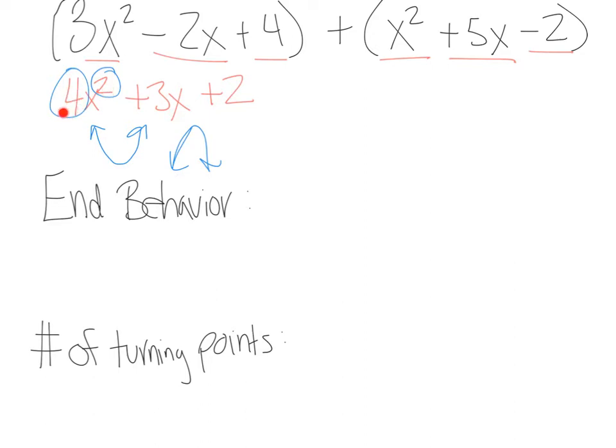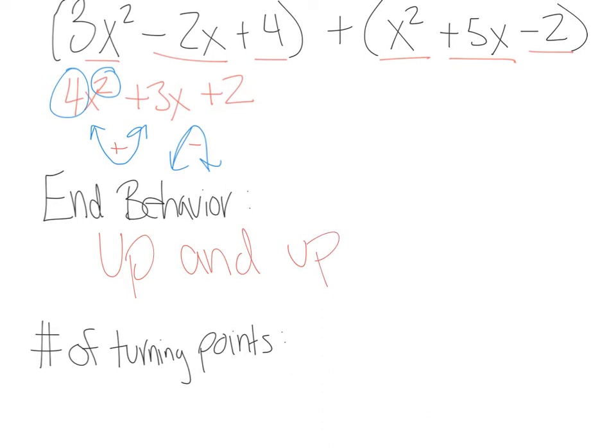So also the coefficient is going to tell us something about our graph as well. So we know it's either up, up, or down, down. We just don't know which. The coefficient tells us which one it is. It's a positive 4. When we have a positive, that means it is up and up. When we have a negative, it's down and down. So the end behavior for this one is going to be up and up.